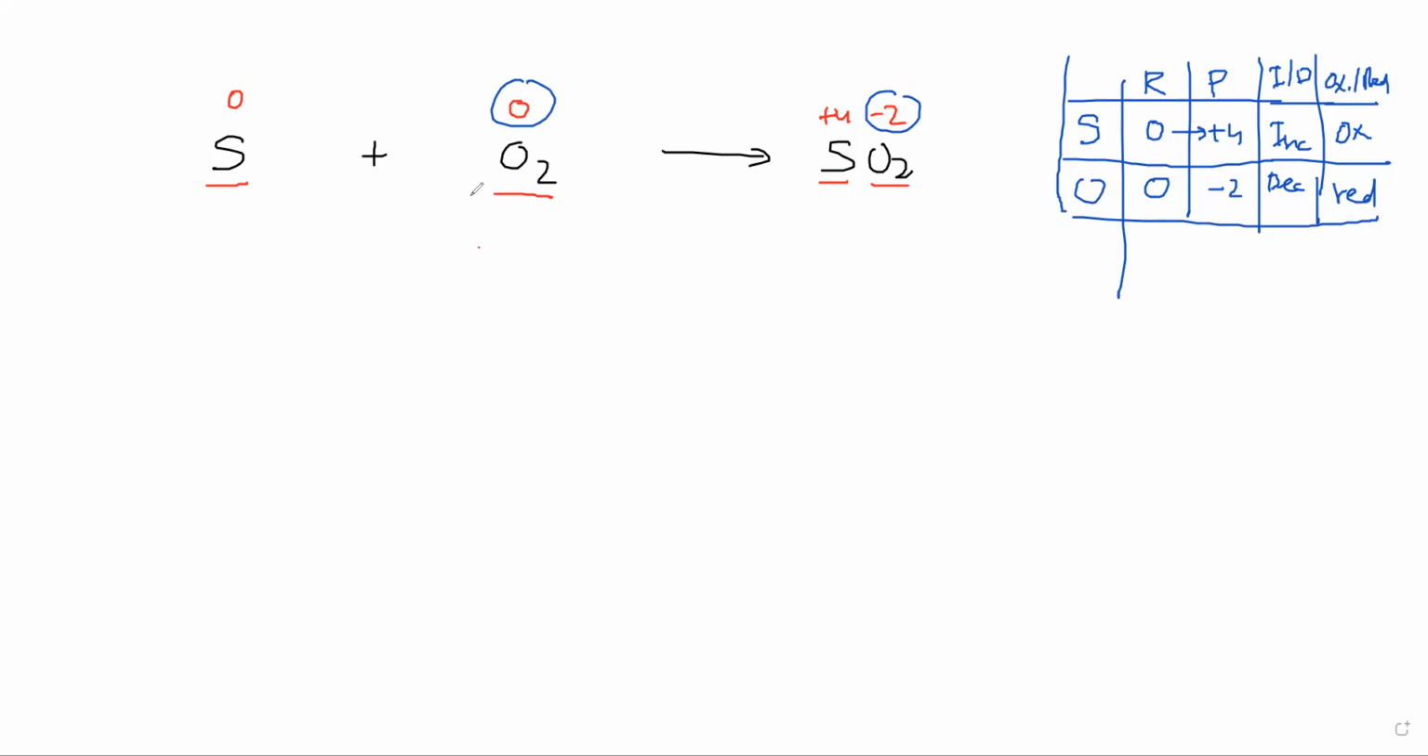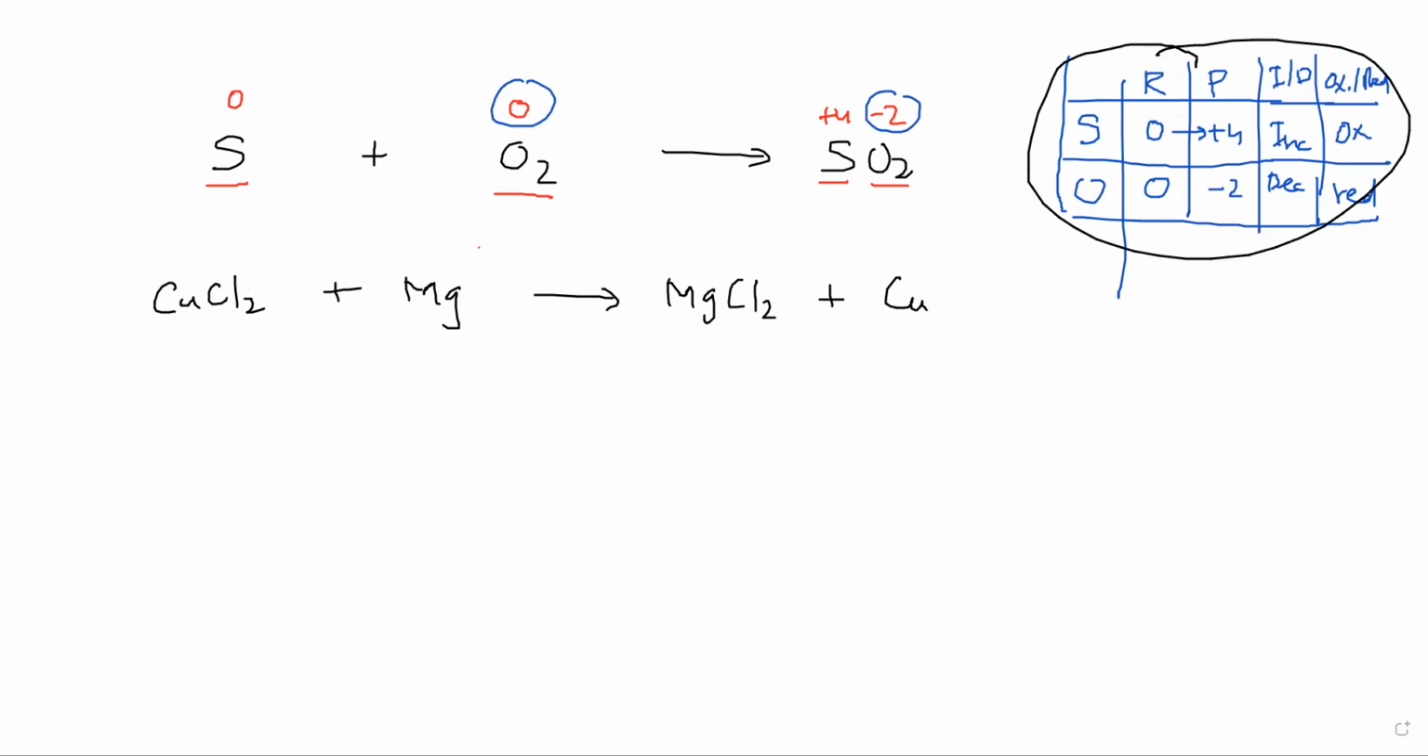Is this okay, everyone? Now, can you do one sum? You need not draw this table. This you can do mentally, but in case you have to, you can do it in rough. Just tell me who gets oxidized and who gets reduced. Quick.